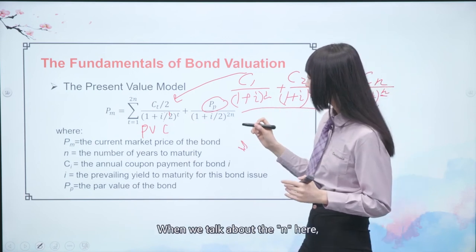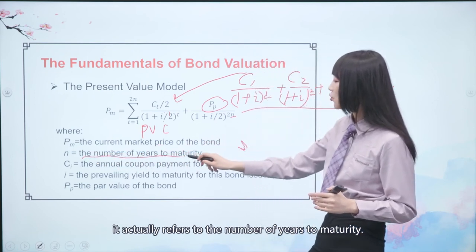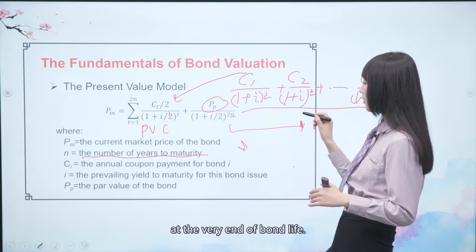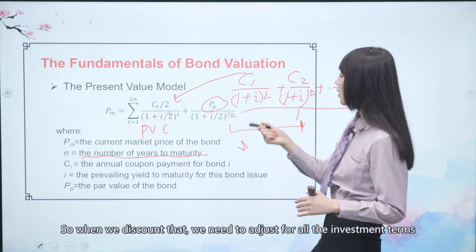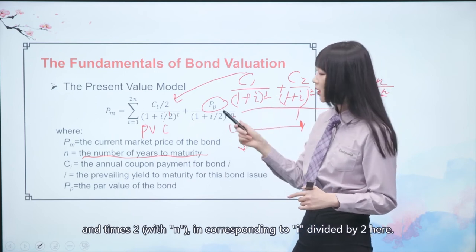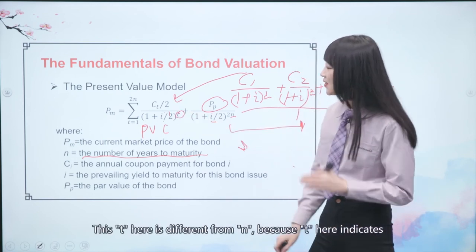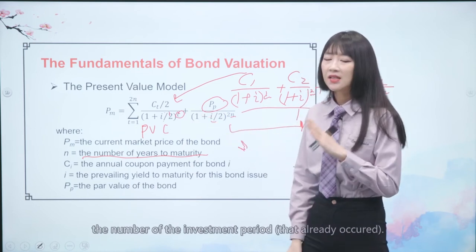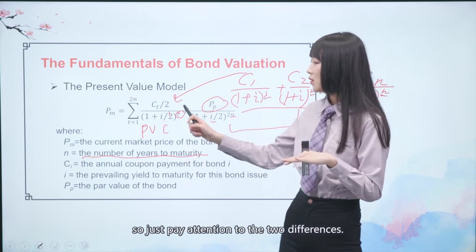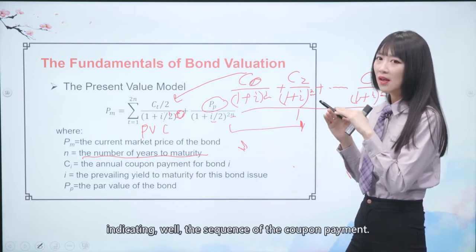And now, when we talk about the N here, it refers to the number of years to maturity, because that is when the principal is paid, at the very end of the bond life. So when we discount that, we need to adjust for all the investment terms and multiply by 2, corresponding to i divided by 2 here. This T is different from N, because T indicates the number of investment periods, while N indicates the number of years. So just pay attention to these two differences. This T corresponds to the sequence of the coupon payments.